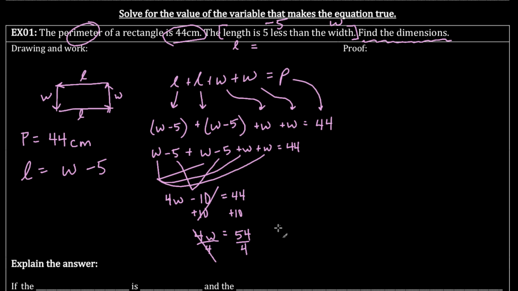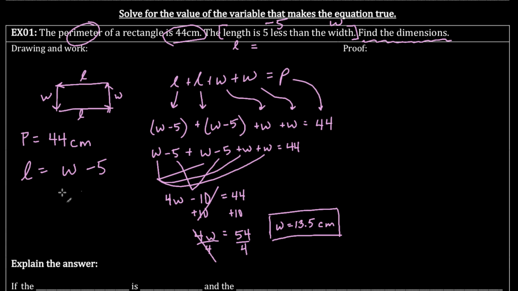Looks like this one's going to be a decimal. So 4 goes into 40 10 times, and then it goes into 14 3 times. So that's 13. There's 2 left over, so 2 out of 4, which is 0.5. So the width in this case is 13.5 centimeters. Don't forget your units, don't forget your units, don't forget your units.